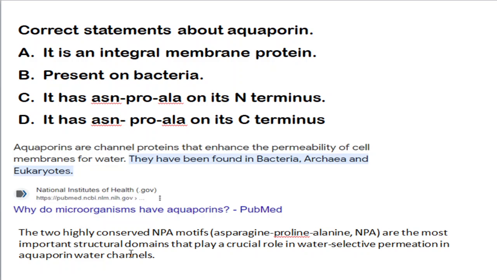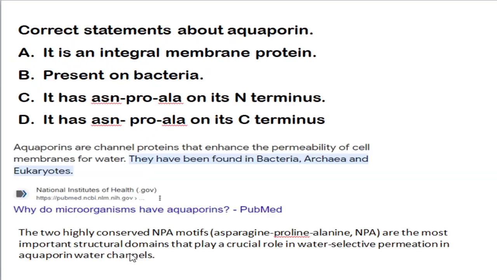So which of the following statements is correct regarding aquaporin? First statement, it is an integral membrane protein. Of course, it is correct. Next is present in bacteria. Of course, aquaporins are present in bacteria, archaea, and eukaryotes. Next is it has the NPA motif, that is asparagine, proline, alanine, which plays the most important role in the process of water channeling. So this particular motif is present in the N-terminus region.